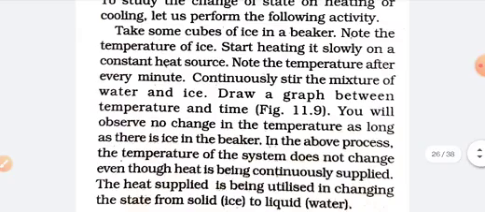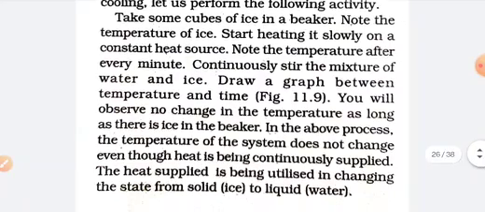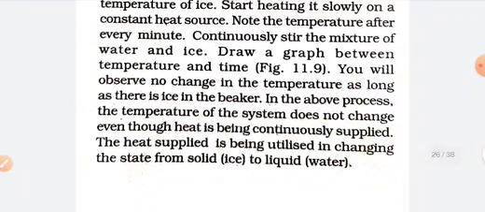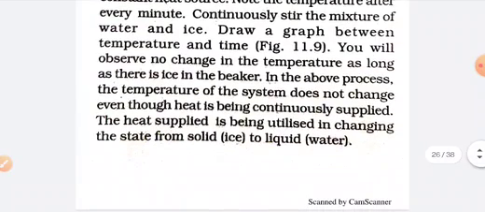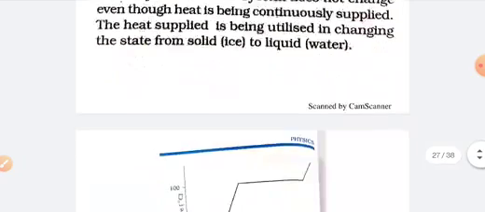First we have taken cubes of ice in a beaker. Then we have noted the temperature of ice. Then we have started heating it slowly on a constant heat source. Then we have noted the temperature after every minute. Now continuously stir the mixture of water and ice. Draw a graph between temperature and time. You will observe that there is no change in the temperature as long as there is ice in the beaker.